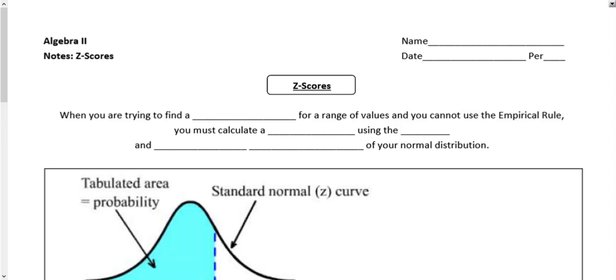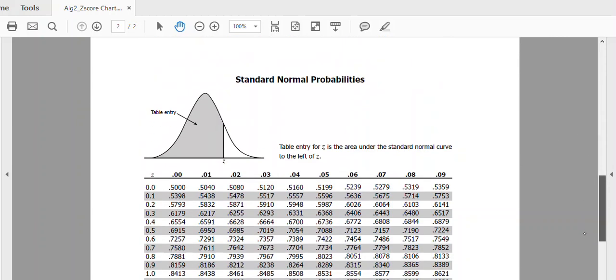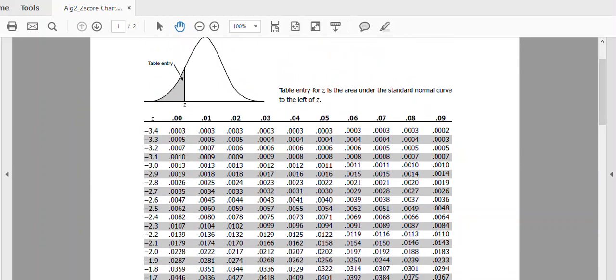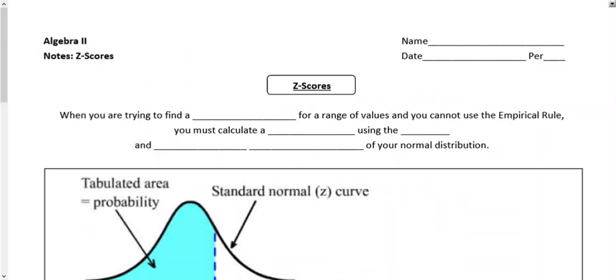We're going to talk about how to find z-scores, but before we get started, you want to make sure you have your z-score table, which looks like this. It is a 2-page document, and it is found on the class website. So if you don't have a copy of that, make sure you get a copy. And then once you have that set, we will start our notes.